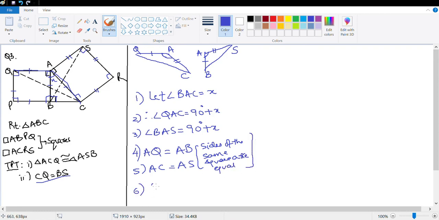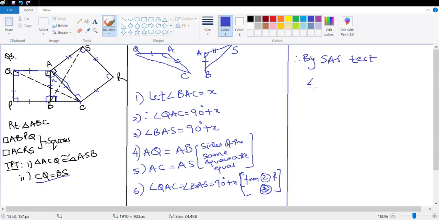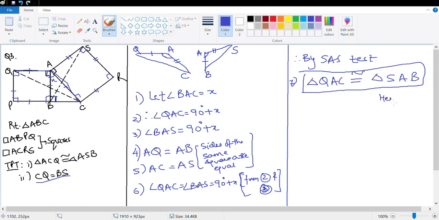And number 6, angle QAC is equal to angle BAS is equal to 90 degree plus X from 2 and 3. Like I said, numbering it makes our life easier because you need to refer to that point somewhere later in the question. So makes reference easy. Next, therefore, by SAS test, triangle QAC is congruent to triangle SAB. This is my point number 7. This is what they wanted me to prove, hence proved.